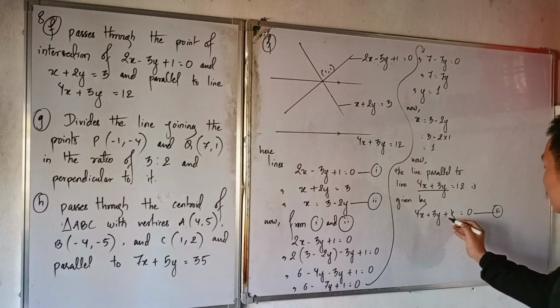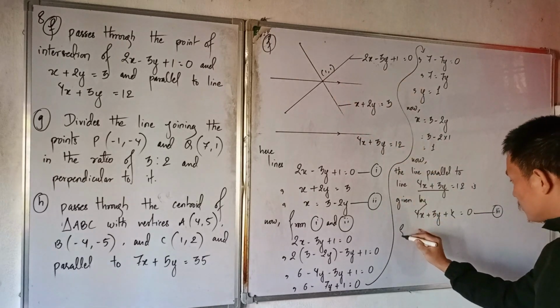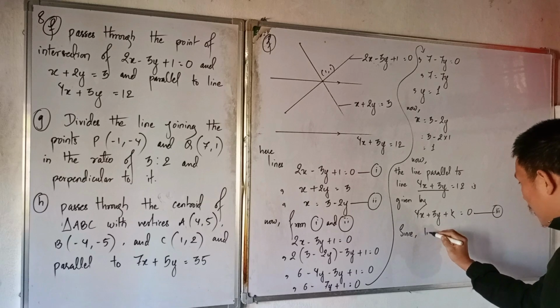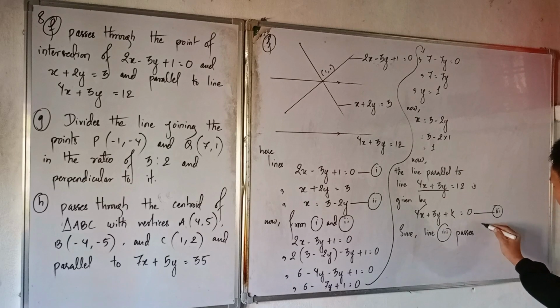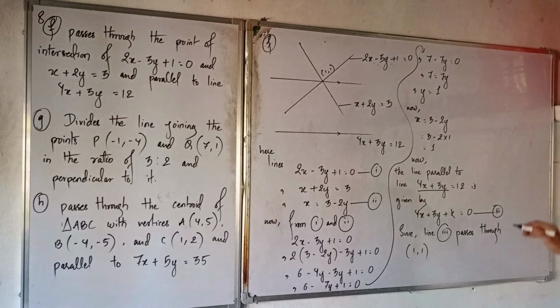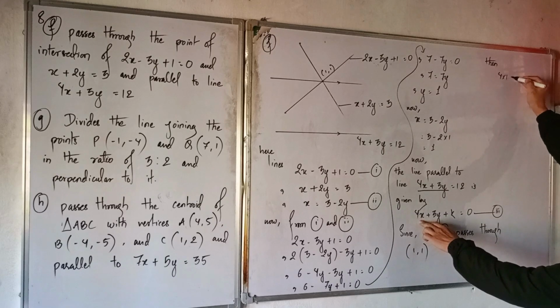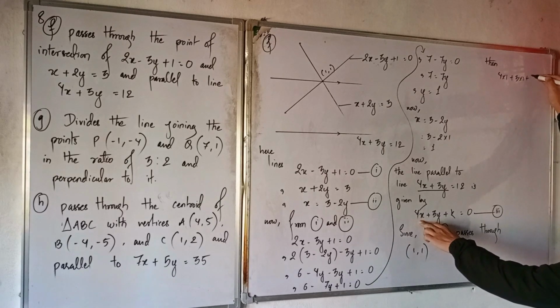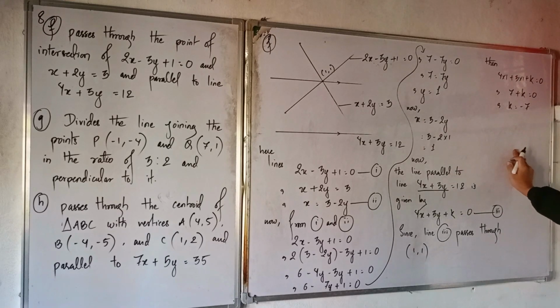Since this line passes through (1, 1), the point of intersection of those lines, just substitute the values: 4 into 1 plus 3 into 1 plus k equals 0. This becomes 7 plus k equals 0, or k equals minus 7. Yes, this is the value of k.